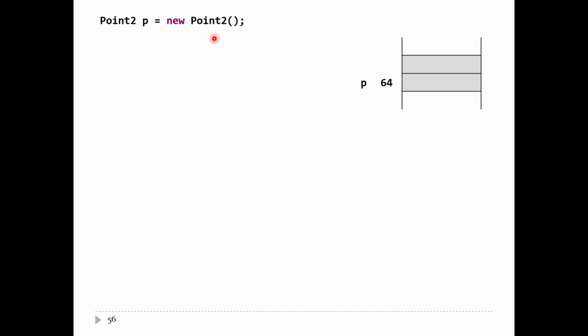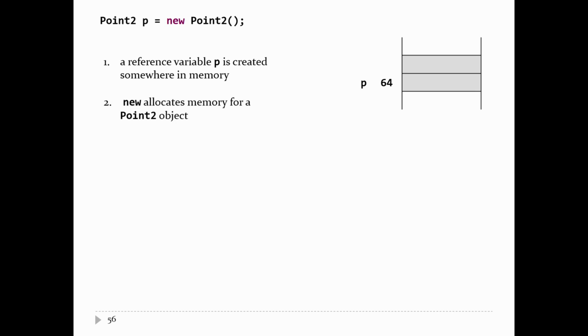So when you write that one line of code, a surprising amount of stuff actually happens underneath the hood. So we have a variable called p. Somewhere in memory, we get a variable called p showing up. Now, on the right-hand side, we've got new Point2. So, step 1, p gets created somewhere in memory. Step 2, the new operator runs and does whatever it needs to do.